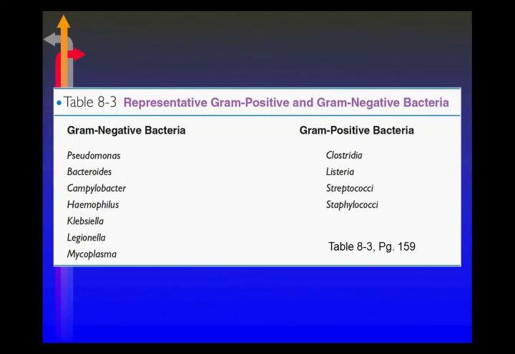For our purposes, you should know from micro days some of the more common gram-negative organisms: Pseudomonas, Haemophilus, Klebsiella, Legionella, Mycoplasma. Actually, Mycoplasma, you can argue, is not even a bacterium. Pseudomonas, Haemophilus, Klebsiella, Legionella, and Mycoplasma. God, I hated that class. And on the gram-positive side, Streptococcal and Staphylococcal. Those two. The other ones, although they're important, you won't see as much involved.